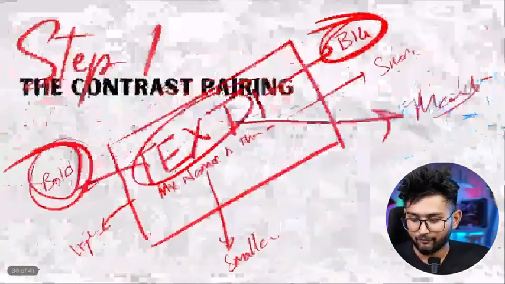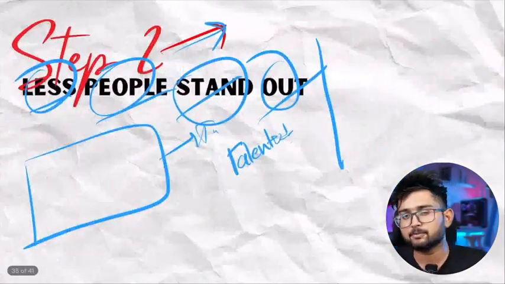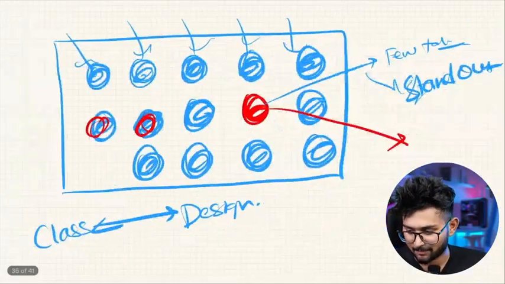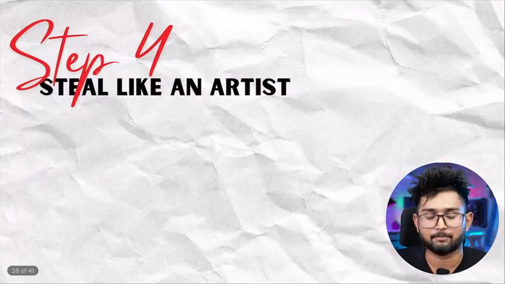You got it? First step, focus on contrast pairing. Second step, less people should stand out. Third step is sans serif for heading, serif for body. And fourth step is again coming back to our golden rule, steal like an artist, right? Just go to Dribbble, just go to Pinterest, just try to see what fonts they are using, right? And try to use the same fonts.